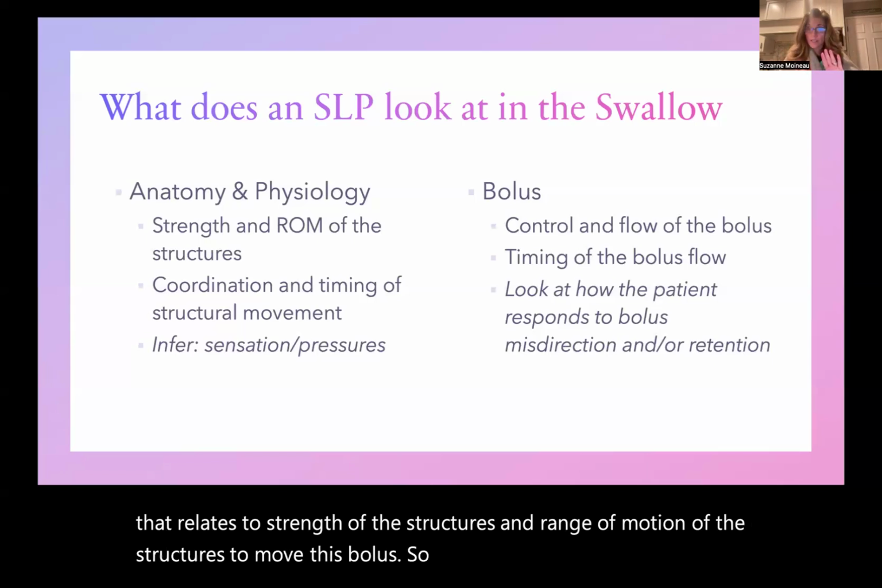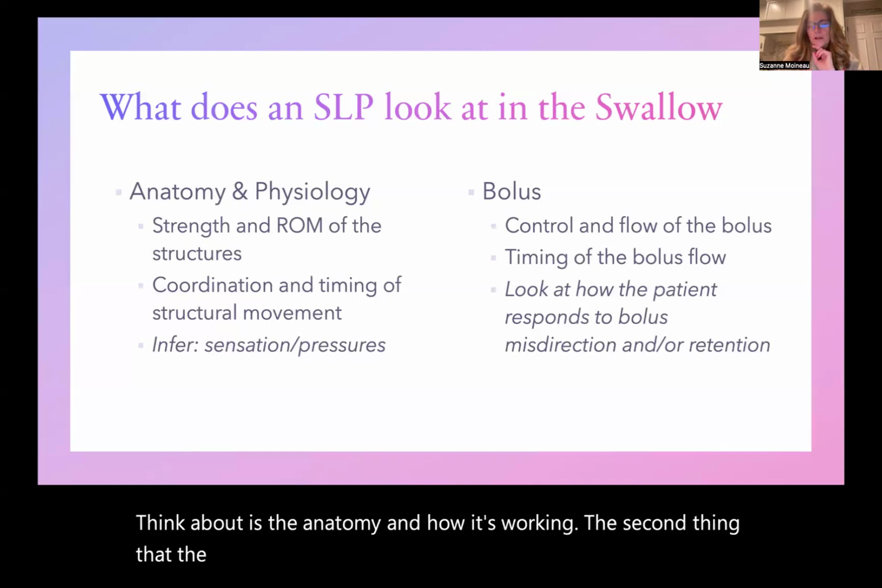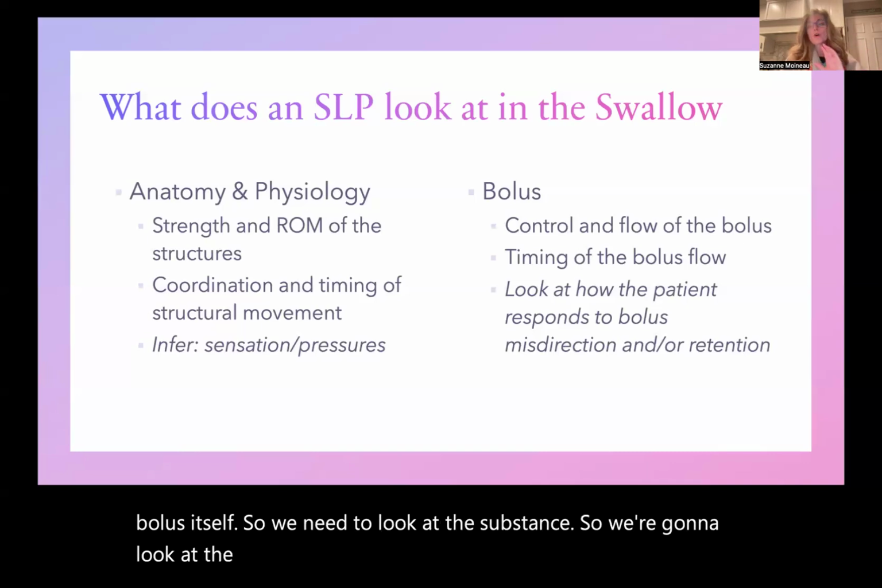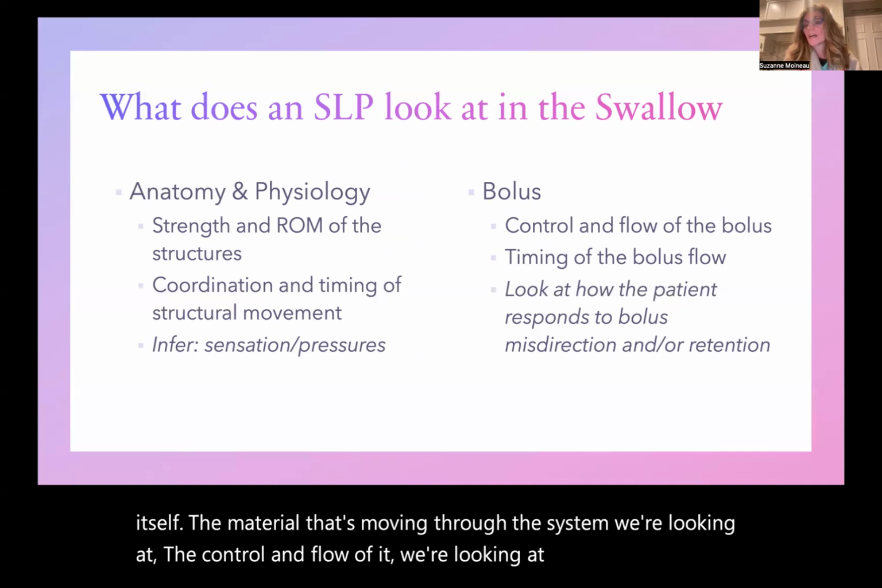So the first thing we're going to think about is the anatomy and how it's working. The second thing that the speech language pathologist is going to look at is the bolus itself. So we need to look at the substance. So we're going to look at the structures, but we're also going to look at the substance itself, the material that's moving through the system. We're looking at the control and flow of it. We're looking at the timing of it.